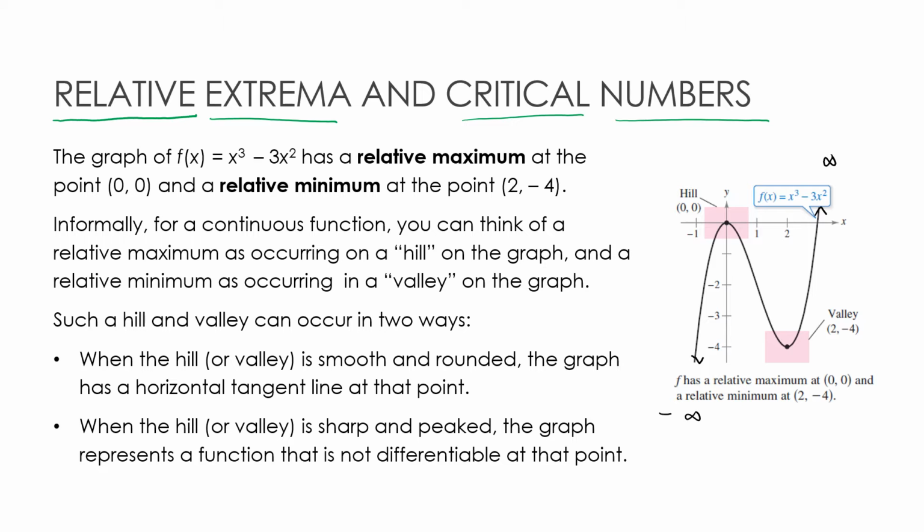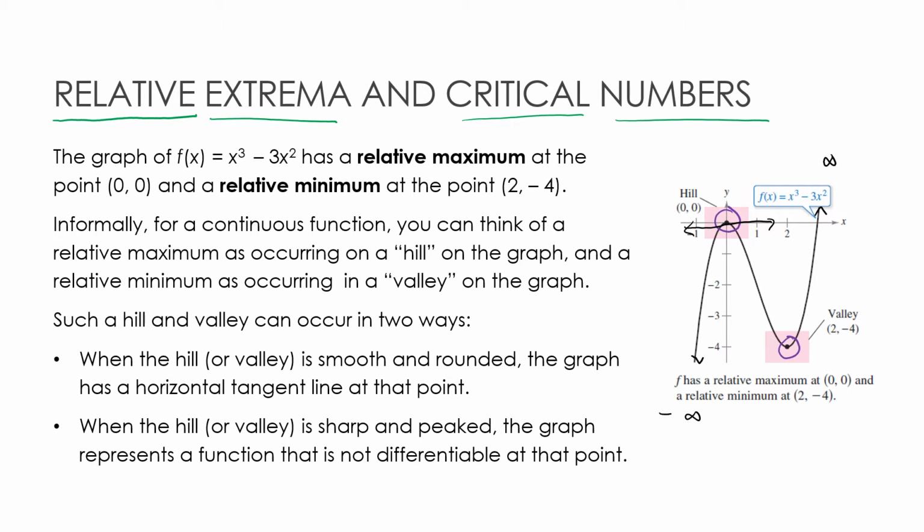However, if we're looking at relative min or max, it's essentially where it's higher than everything around it or lower than everything around it. So a hill or a valley. And mathematically, what we're going to think about is when the hill or valley is smooth and rounded, if I were to draw a tangent line, say at this point, it would be a nice horizontal tangent line.